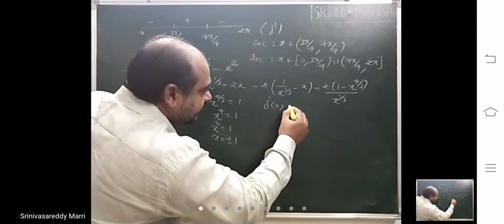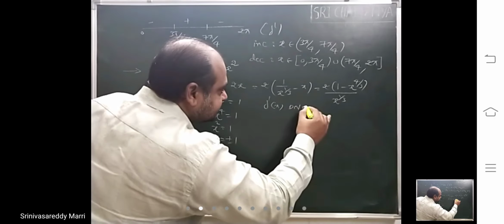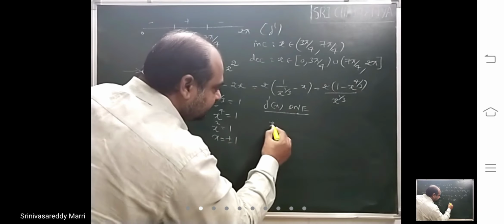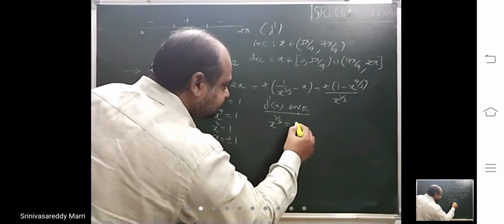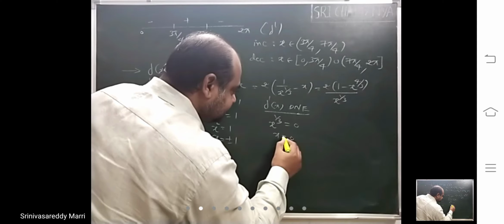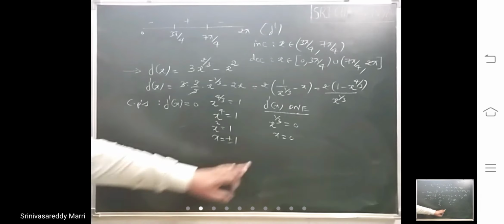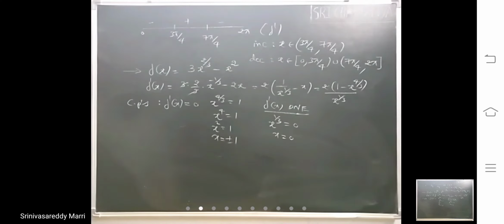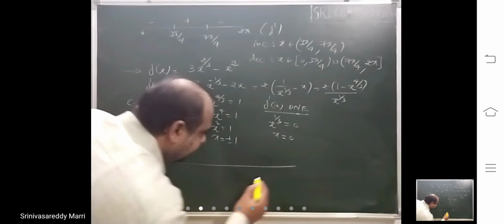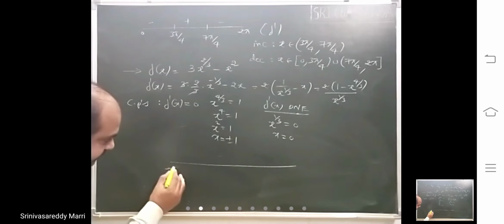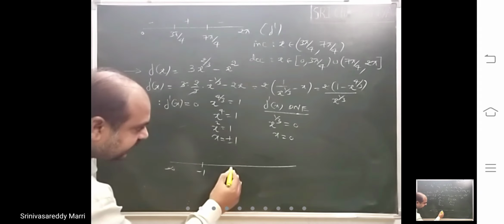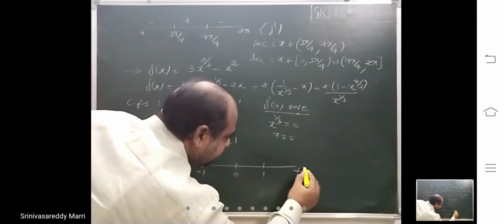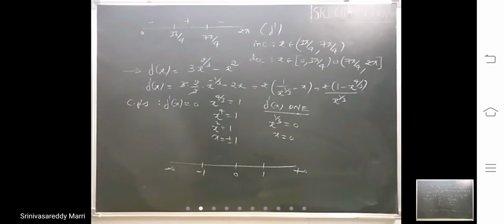Now there are some other type of points. Look at where f dash x does not exist. That means denominator equal to 0. Denominator equal to 0 means there is a point at x equal to 0. It will become infinity, so the derivative will not exist. This point also must be taken. Now mark them on the real number line: minus infinity, minus 1, 0, 1, plus infinity.